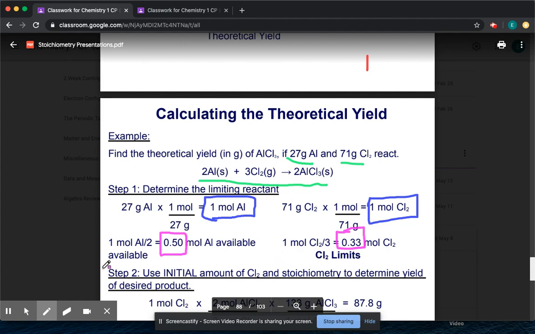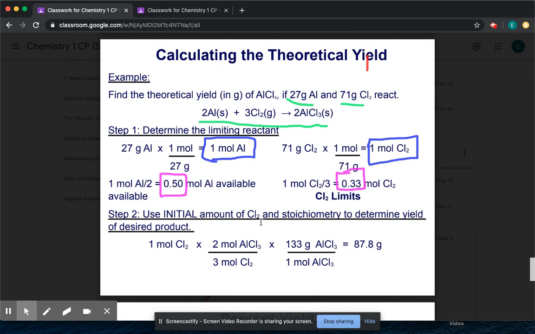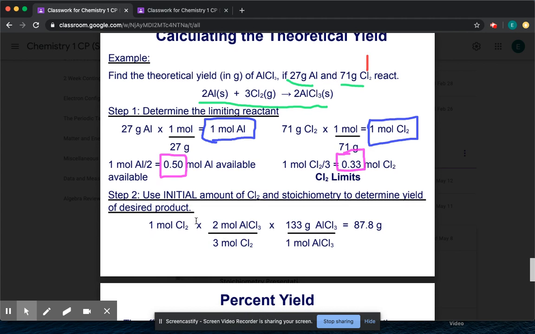So now that we know which one is the limiting reactant, now we can start to figure out what our theoretical yield is. What is the maximum amount of product that we can make with this amount of chlorine that we have? This part is just a conversion. So now we need to convert moles of chlorine into moles of aluminum chloride.